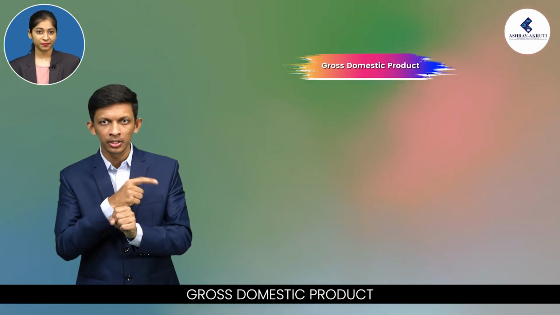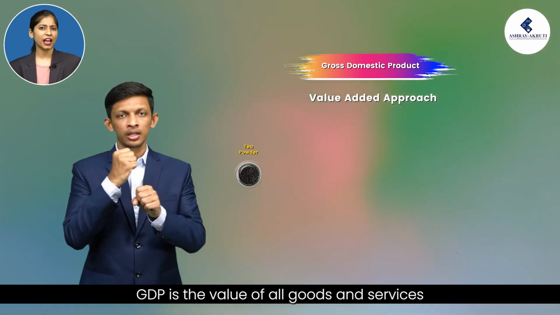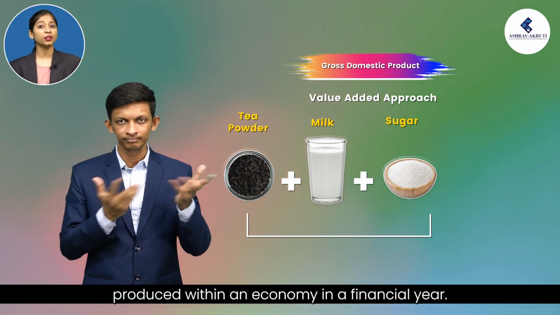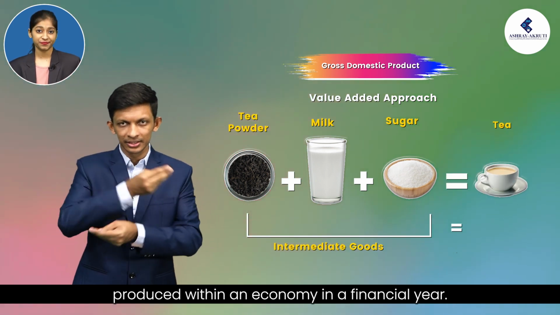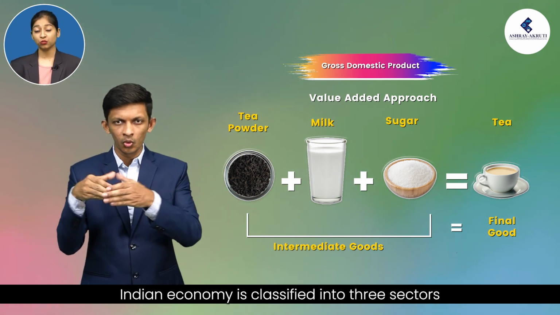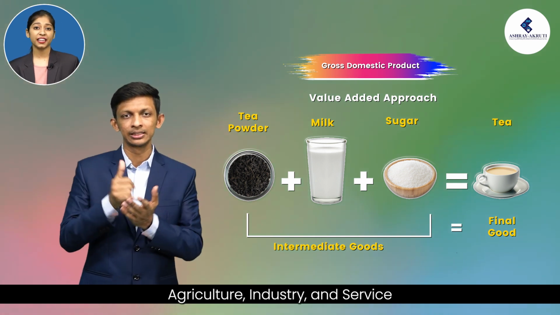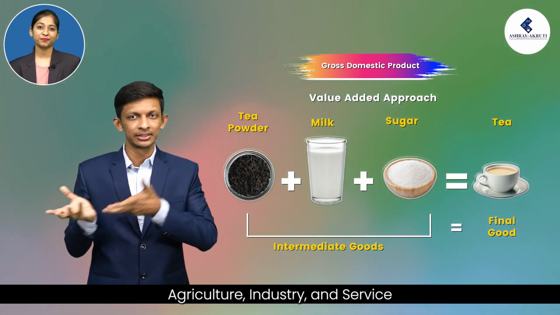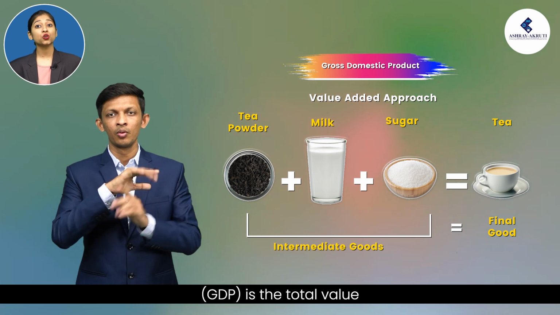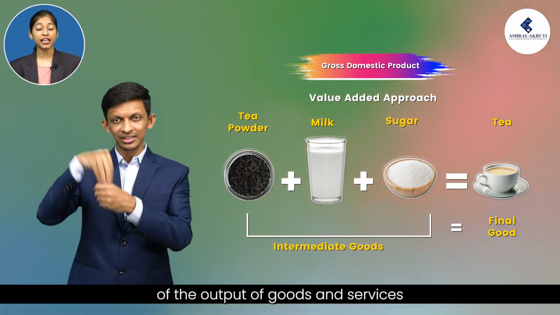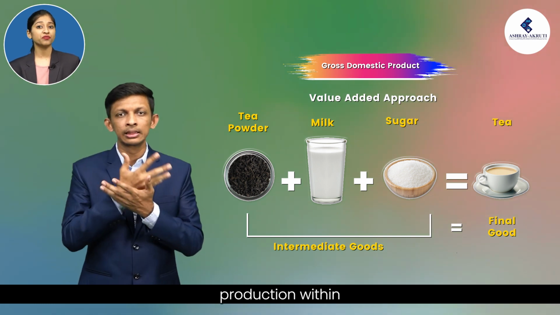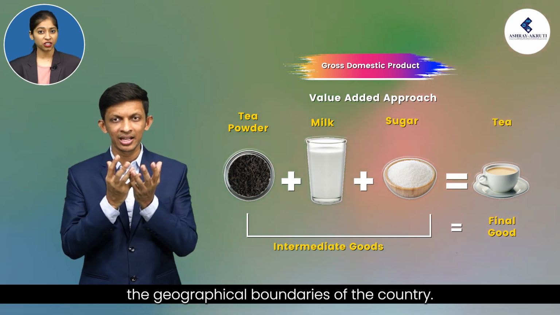Gross domestic product. GDP is the value of all goods and services produced within an economy in a financial year. The Indian economy is classified into three sectors: agriculture, industry and service. Gross domestic product, GDP, is the total value of the output of goods and services produced by the factors of production within the geographical boundaries of the country.